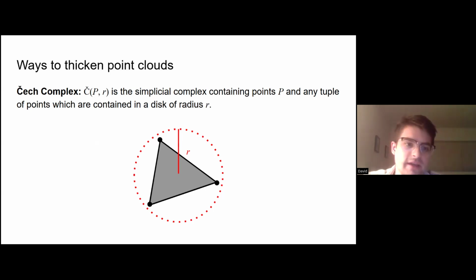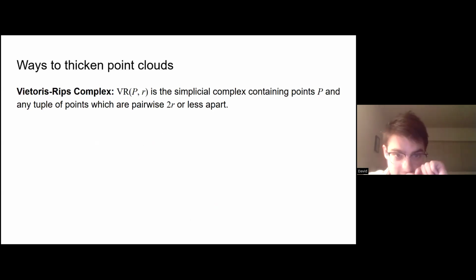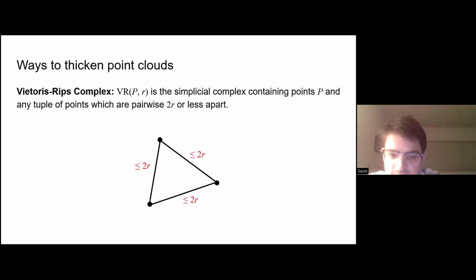The other way of thickening a point cloud that's most popular is what's called the Vietoris-Rips complex. You give me a point cloud and a positive number r, and I give you back again the simplicial complex containing my point cloud and any tuple of points that are pairwise 2r or less apart. So now if I see these 3 points, I include the triangle between them if I observe that all three edges connecting them are less than or equal to 2r in length.